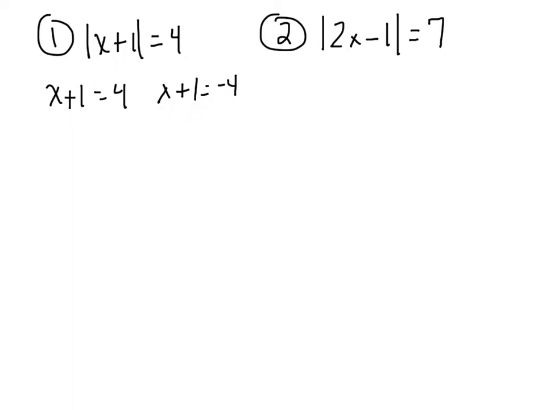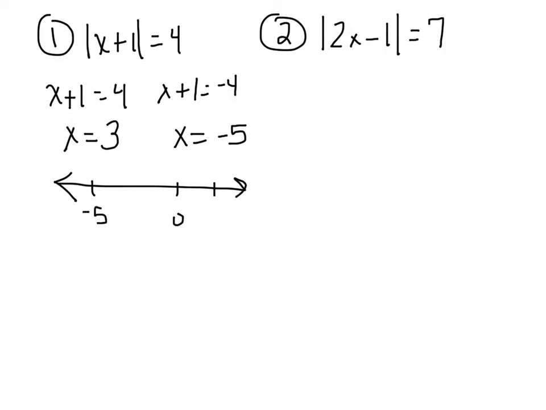Solve both equations. Subtract 1, you get x equals 3. Subtract 1, you get x equals negative 5. That's it. Now if you graphed them, I'm going to make a really rough graph here. If you graph them, you just put a dot on negative 5 and a dot on 3, and you're completely done. The next example, what two equations would you write for the absolute value of 2x minus 1 equals 7?